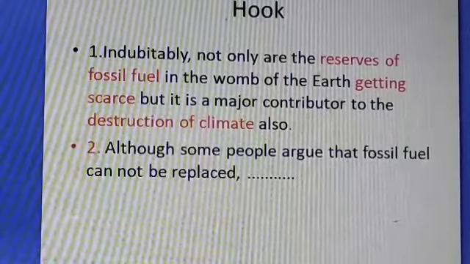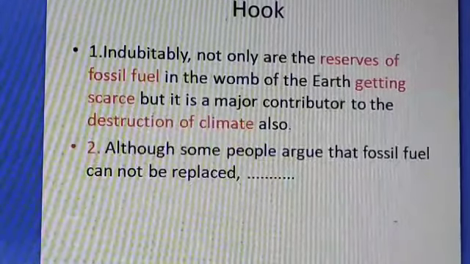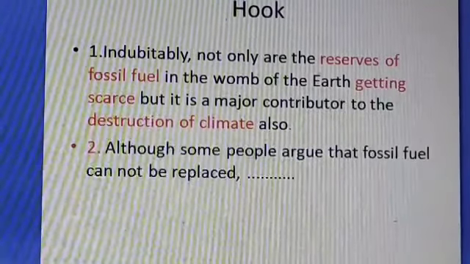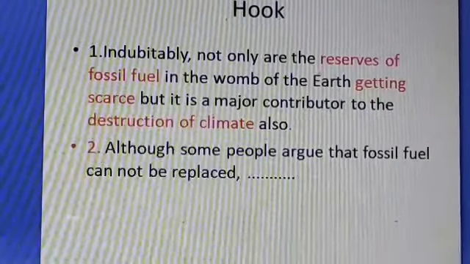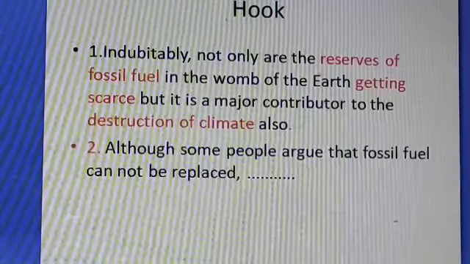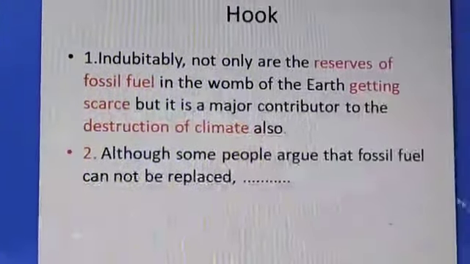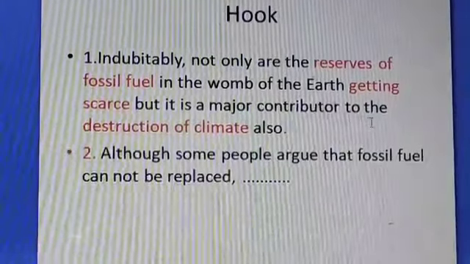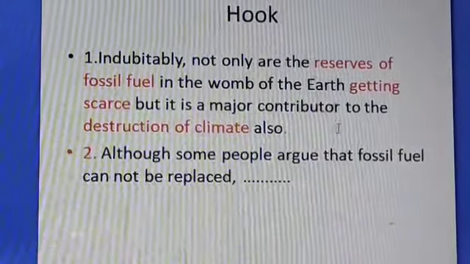In this case, what I've done is I have myself constructed a sentence here that goes, indubitably, not only are the reserves of the fossil fuel in the womb of the earth getting scarce, but it is a major contributor to the destruction of climate also.